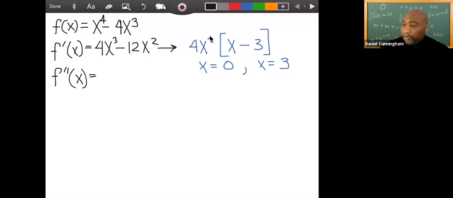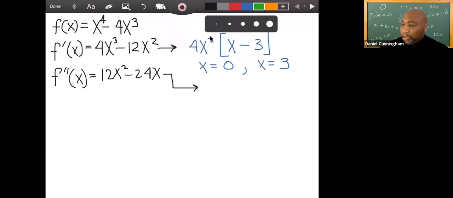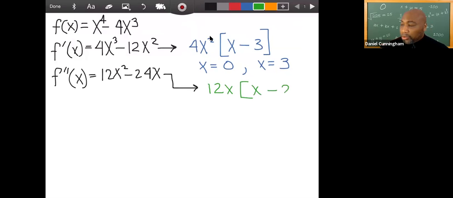So the second derivative here would be 12x squared minus 24x. In this case, I'm going to put this in green, factor out a 12x, if I did that correctly, leaves an x minus 2. So we got x equals 0 and x equals a positive 2, our possible points of inflection.